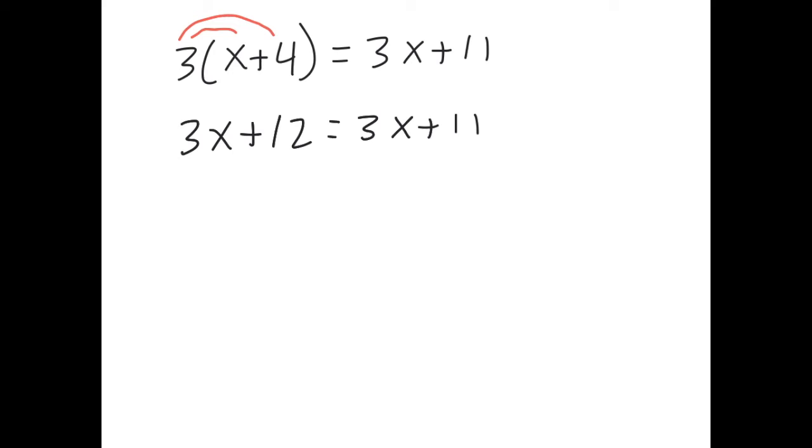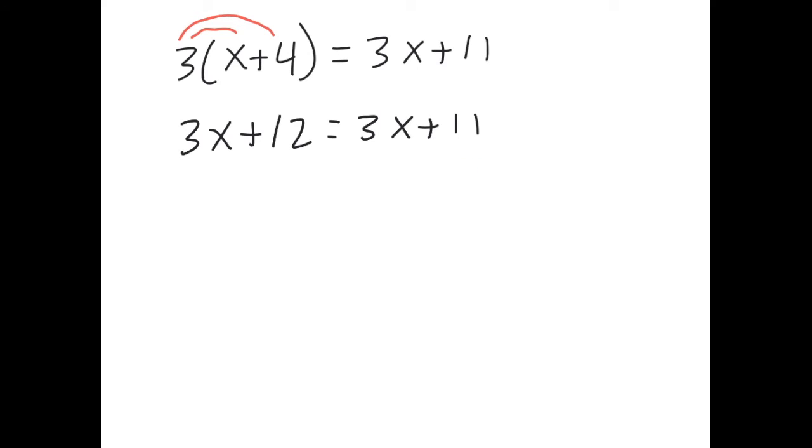Step 2 is to combine like terms. Well, let's look at the left side. We have something with an x and just a number. No like terms on this side of the equation, so we can't combine anything. On the right side, we have something with an x and just a number. Again, no like terms on this side.